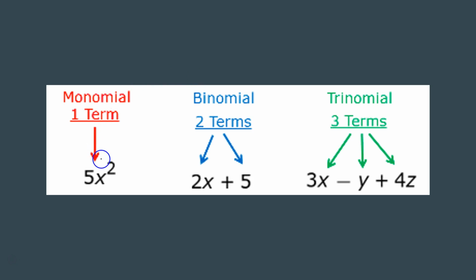We have a monomial, which is one term. See, it's a single term. Binomial is two terms. Trinomial is three terms. 1, 2, 3. Think about a tricycle and a bicycle, and that's our way to remember it a little quicker.